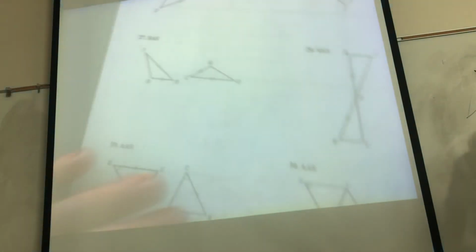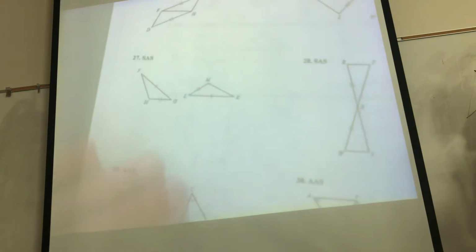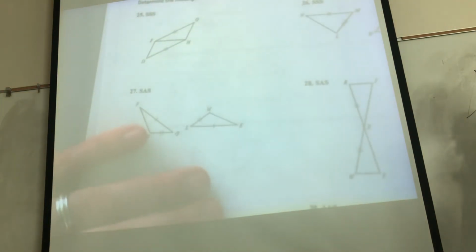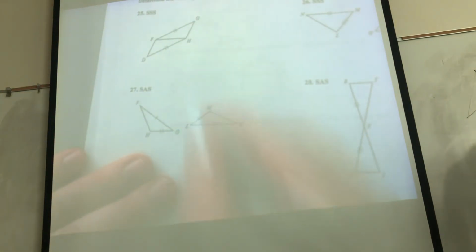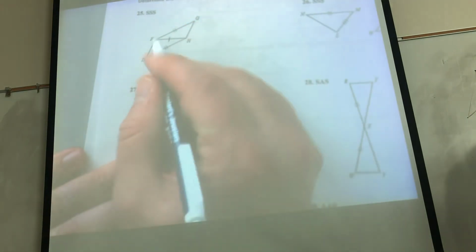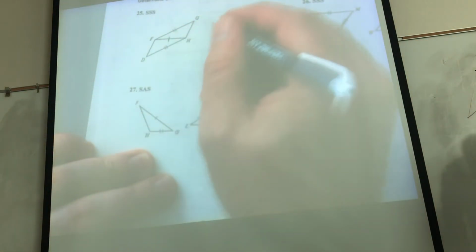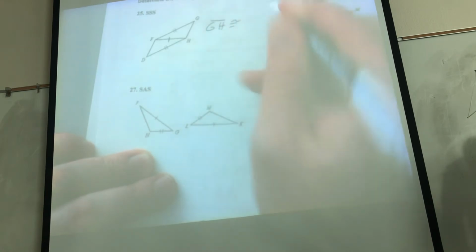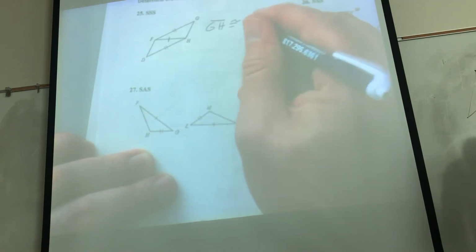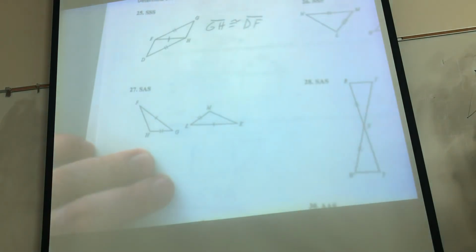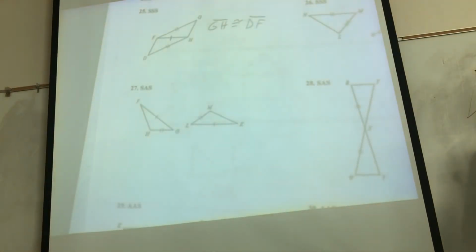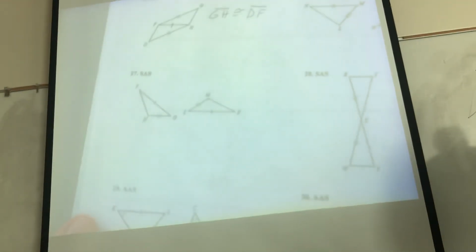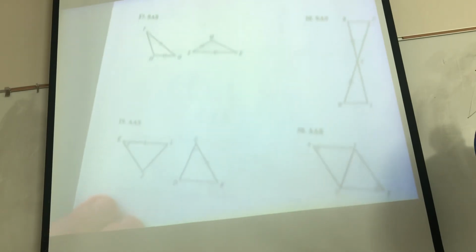On the very back page, this again, it's all about what's missing from this. If we know it, we can prove it. The FH is going to be congruent to itself, so we need to know that GH is congruent to DF. That will give us side, side, side. Just make sure you understand what it's asking for. The side, side, side ones are relatively simple.